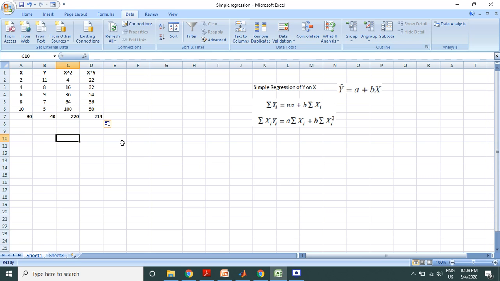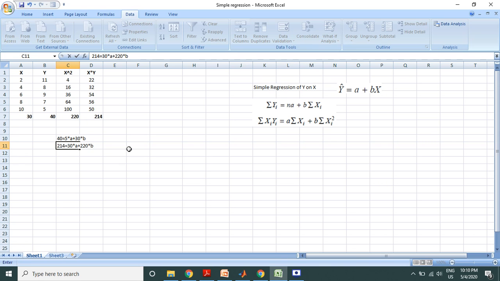So according to this formula, we can write the equation: summation of y, that is 40, equals 5, since n equals 5 here, so 5 into a, plus sigma xi, that is 30, b. Second equation, summation of x into y, 240, equals a summation of xi, that is 30 into a, plus summation of xi square, 220, into b.